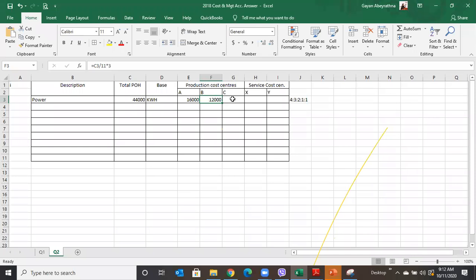Okay, here 44,000 divided by 11 multiplied by 2. Here equals 44,000 divided by 11 multiplied by 1, 4,000 meaning. Okay.